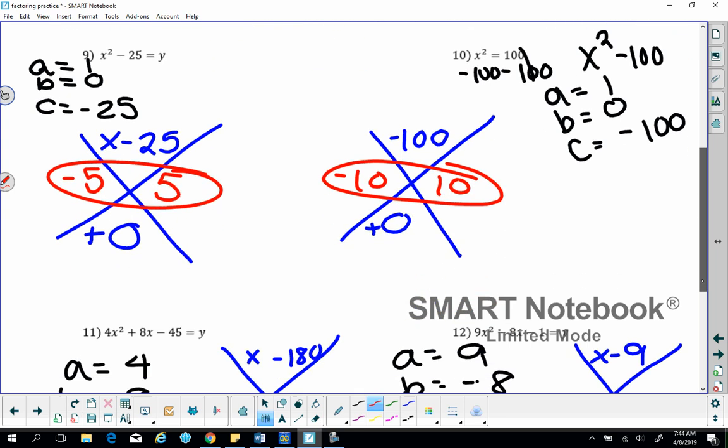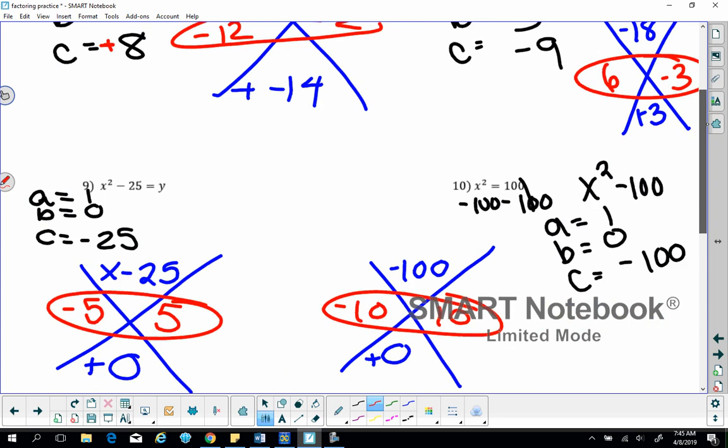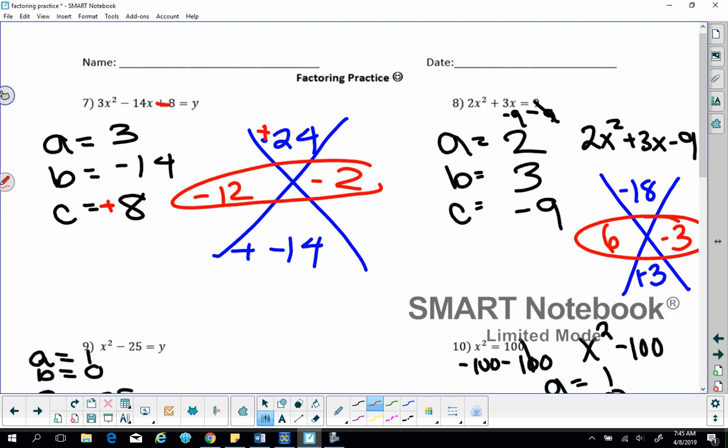All right, last two. What about this? We'll skip that one for right now. What about this one right here? Anyone get this? Yep, negative 9 and 1. Perfect. Cool. So, last part of this is figuring out we have to look at our A.